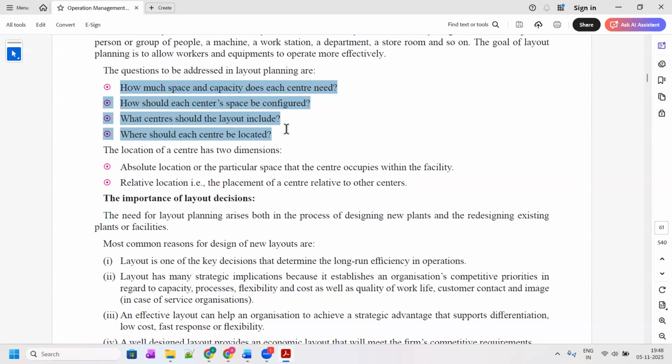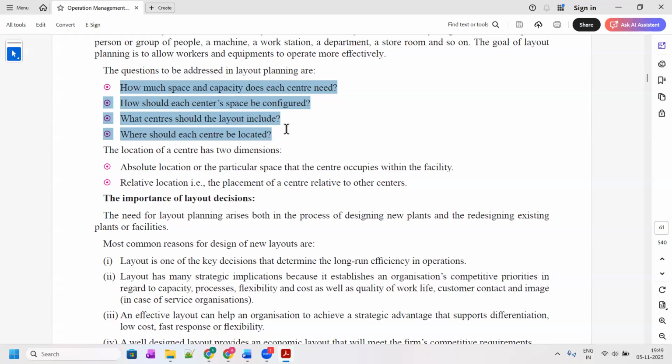So basically, these are some questions which the company should ask themselves while working on the layout planning. Those questions are about the space and capacity which each area needs, how each area or workstation would be arranged, what department or section is to be included, and then where each department or section is to be located.